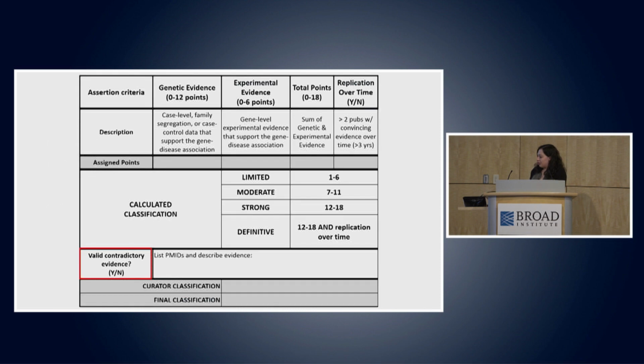And I should mention, actually, there is a section here to list contradictory evidence. We'll talk about this in more detail, but contradictory evidence can be very variable, I should say. And we often need experts to weigh in on how serious this contradictory evidence is in a gene-disease relationship. And we'll talk more about that too.